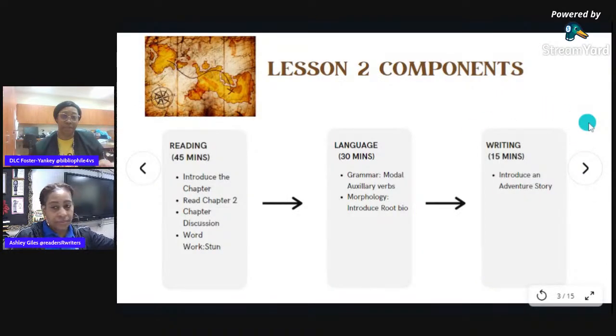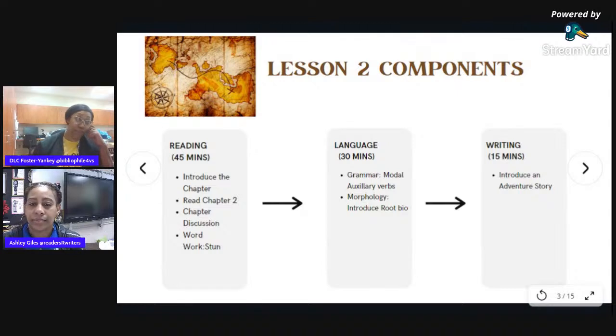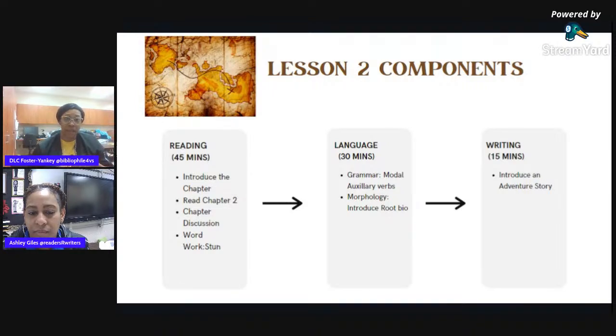So there are three components for Lesson 2. First is reading for 45 minutes, where the teacher introduces the chapter, they read Chapter 2, followed by a chapter discussion, and then do some word work for the word stun. There's a language component for 30 minutes, where the teacher will talk about modal auxiliary verbs and then introduce the root bio from morphology. And then in writing, they will introduce an adventure story.